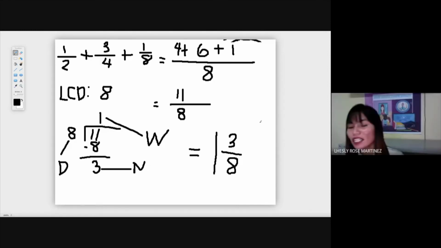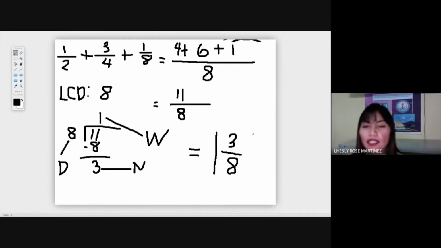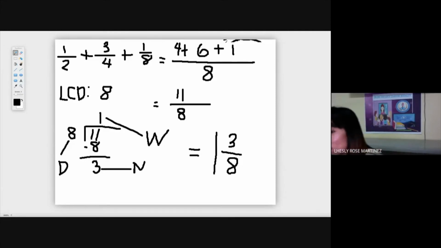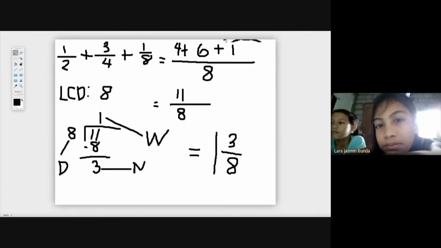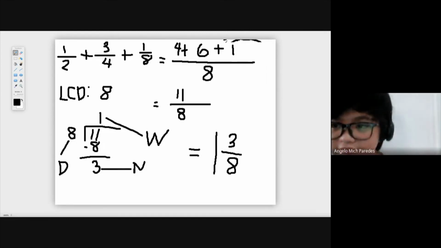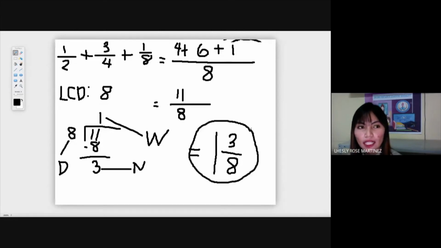1 and 3/8. Is 1 and 3/8 already in lowest term? Yes, ma'am. Why is 1 and 3/8 already in lowest term? How did you say so? Angelo Paredes, you said that 1 and 3/8 is in simplest form. Why? Because, ma'am, it is divisible by 1 only. Okay, very good. So 3 and 8 are only divisible by 1. So therefore, this will be our final answer. Okay, do you understand now?